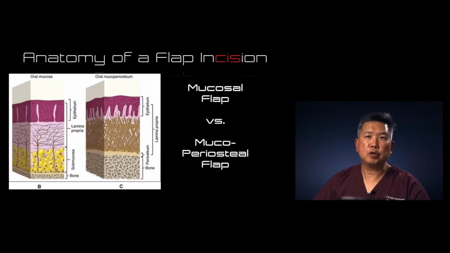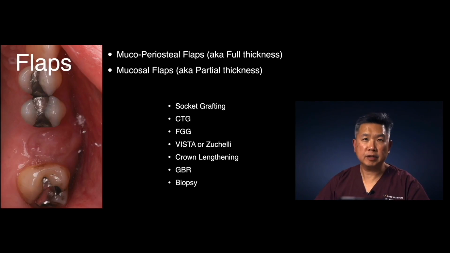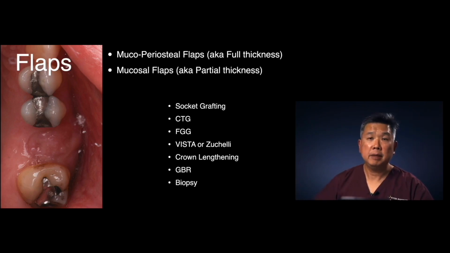So depending on what you're trying to achieve, whether it is a full thickness, mucoperiosteal, or partial thickness, mucosal flap, you dictate what the outcome's going to be. You basically have to ask yourself, what are you trying to achieve? Are you doing a socket graft, connective tissue graft, free gingival graft, maybe a VISTA technique or Zucchelli? Are you doing a crown lengthening or guided bone regeneration or maybe a biopsy? So with all this in mind, you need to ask yourself why you're doing it and what design would best fulfill what you're trying to achieve, right?